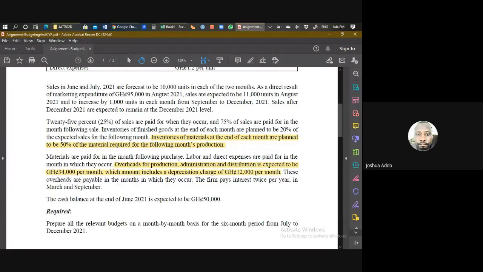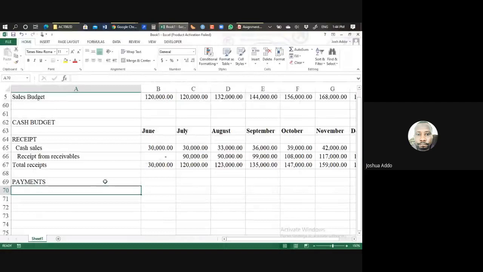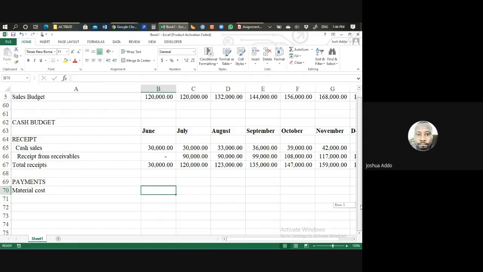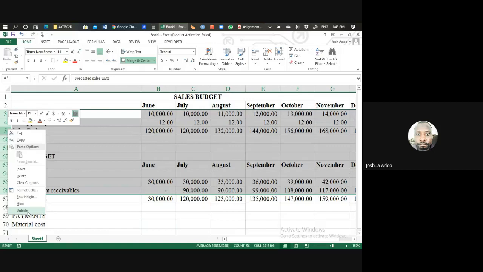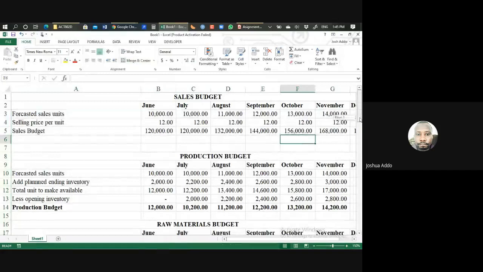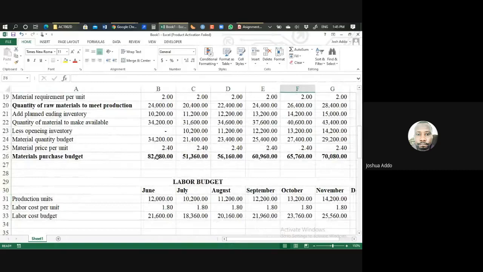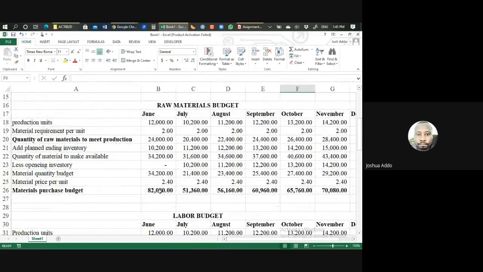So when we come here, we can say material costs. Material cost is saying that we pay for materials 1 month following the time of purchase. Now I need to collapse. I need to bring all the other things. Okay, so let's go to the materials budget. This is how much we have to pay for each of the months, June, July, August. But the payments or the cost of materials in June, which is 82,080 cedis, will be paid in July. That's the timing of the payment. The amounts have been already calculated here.